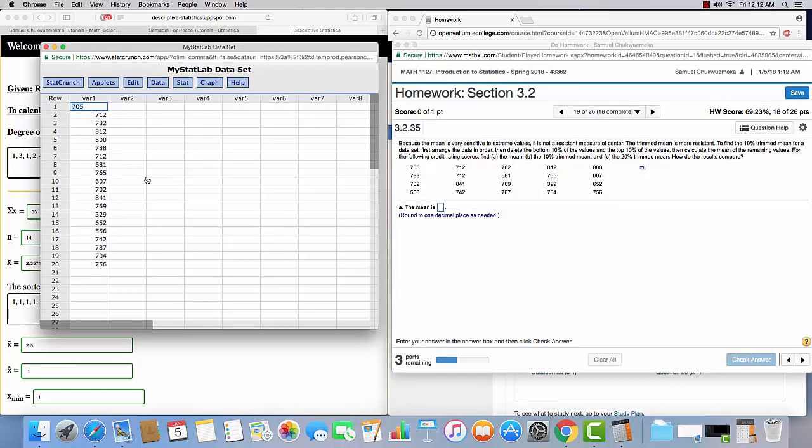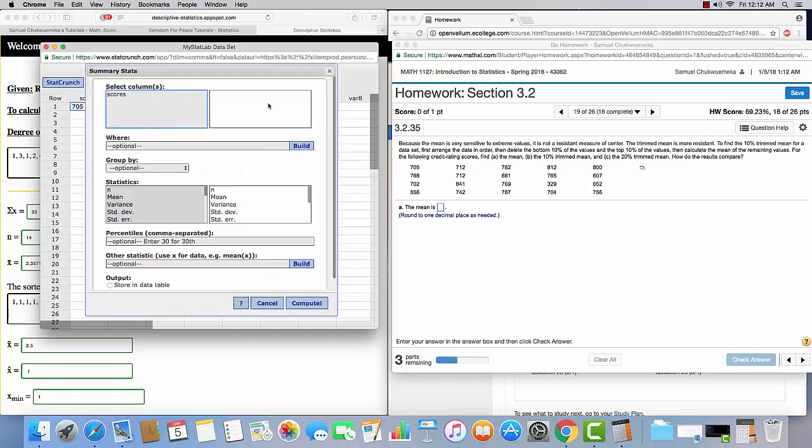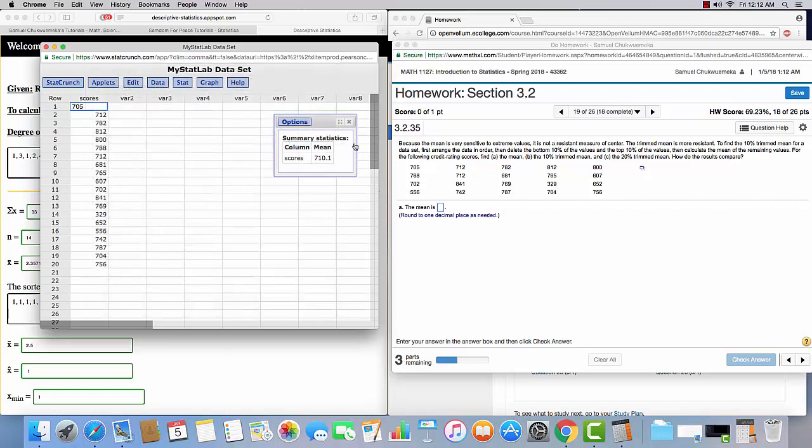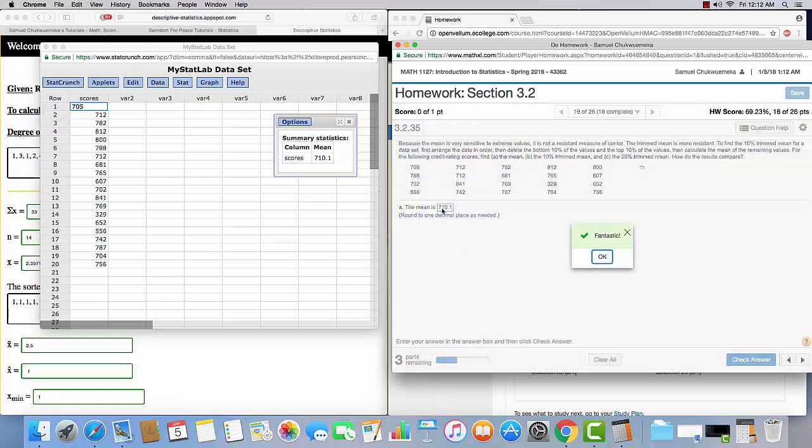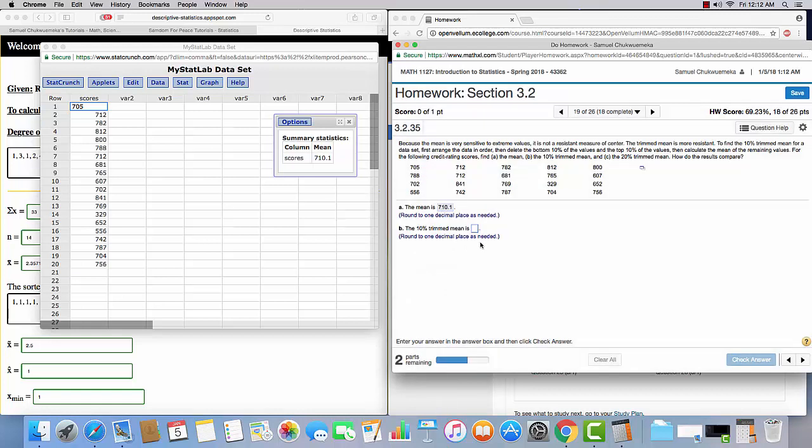First of all, let's find the mean. This is scores, credit rating scores. So I'm going to name this as scores. Go to Stat, Summary Stats, Columns. Select scores and find the mean. The mean is 710.1.